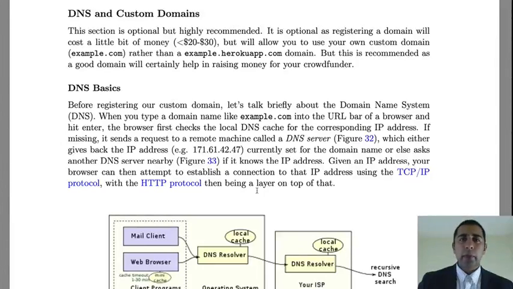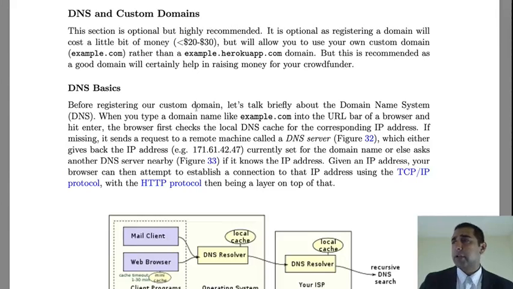So we're now going to talk a little bit about DNS and custom domains. The purpose of this section is, if you actually want to deploy to example.com rather than example.herokuapp.com, you're going to need to register a domain and then configure Heroku and your domain registrar to point to each other. And this shows you how to do that for at least one pair of examples.